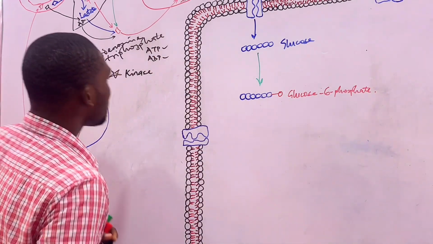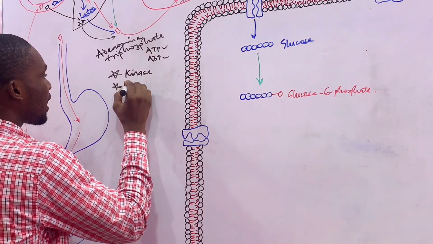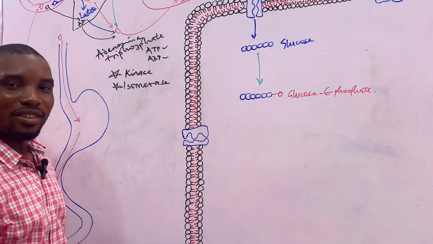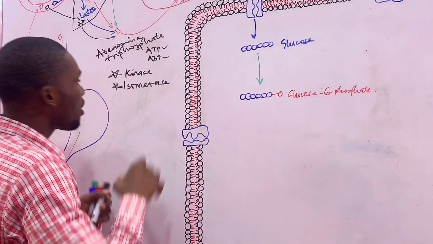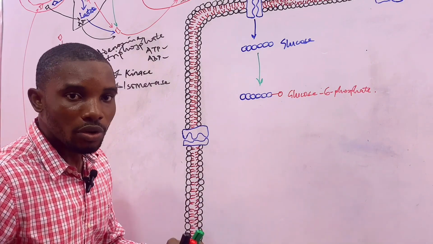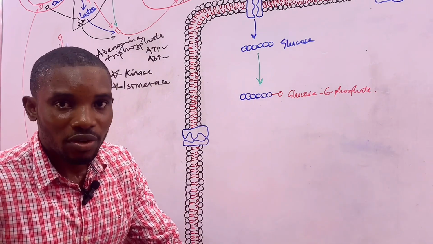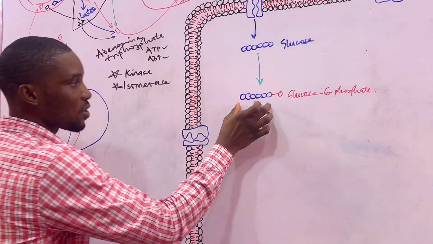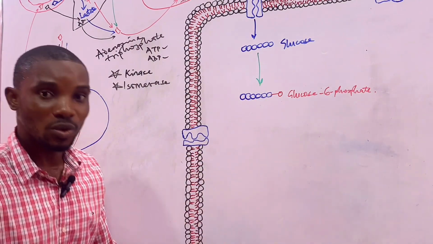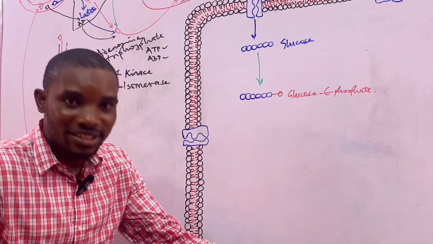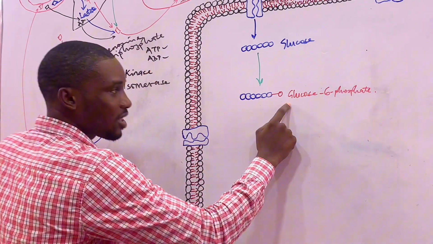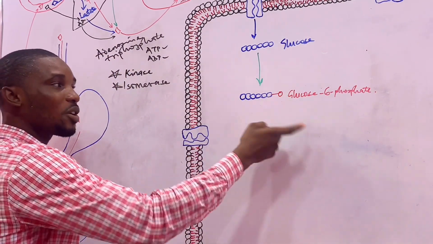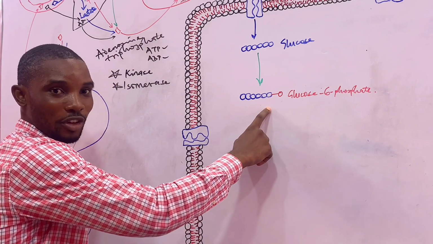Okay, so the next one is isomerase. You know what an isomer is, right? So the isomerase changes the structure of the molecule, okay, to something similar, to an isomer of that molecule. So if glucose, for instance, is changed to something else like fructose, you would say it's an isomerase that did this. Okay. Now, can you tell me the name of this enzyme that did this? Kinase, right? So a kinase added phosphate to this molecule.